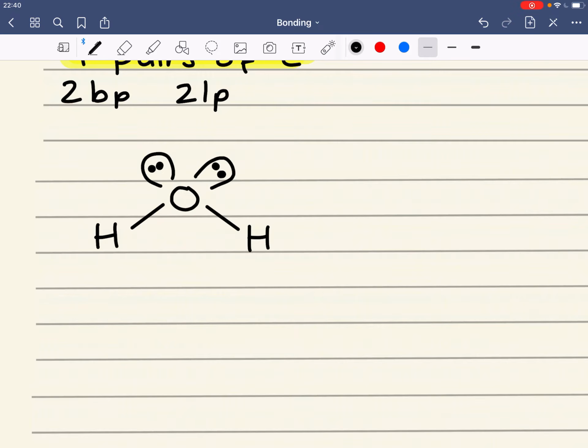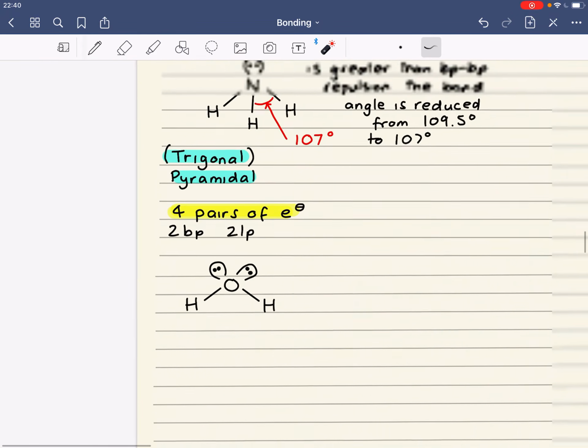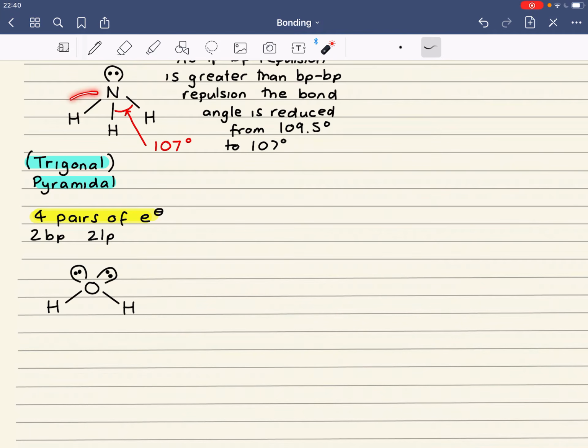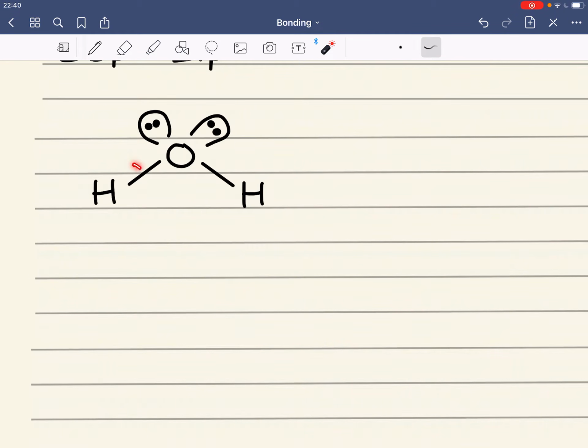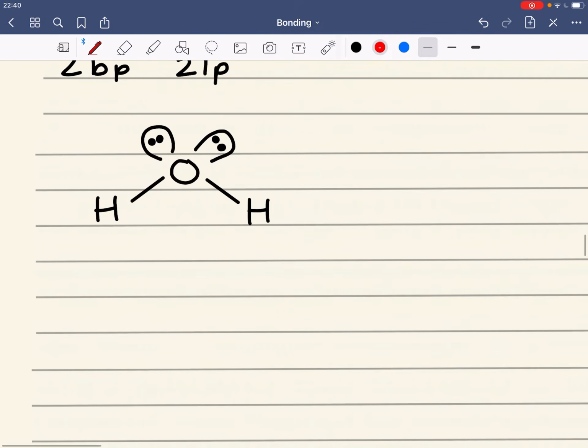And again, it's not easy to see on a 2-dimensional screen, but these lone pairs have arranged themselves in such a way so they're as far apart as possible. Lone pair repulsion is the greatest. Now, the inclusion of another lone pair, so basically I've replaced this bonding pair now with a lone pair, the result is it's forced these bonding pairs even closer together. And that reduces the bond angle even more.